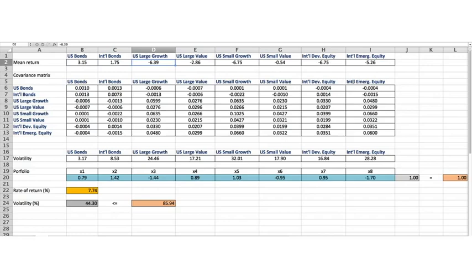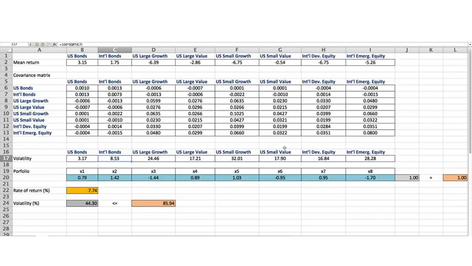This matrix down here is the variance-covariance matrix. So the variance of US bonds with itself is 0.001. So this quantity is the variance. The volatility of the bonds is defined as the square root of this quantity, the variance, times 100. So it's 3.17%. The covariance between US bonds and international bonds is 0.0013. The variance of international bonds is 0.0073. Written in percentages, the volatility is 8.53%. So all I've done here is I've taken the diagonal quantity, took the square root of it, and multiplied by 100.